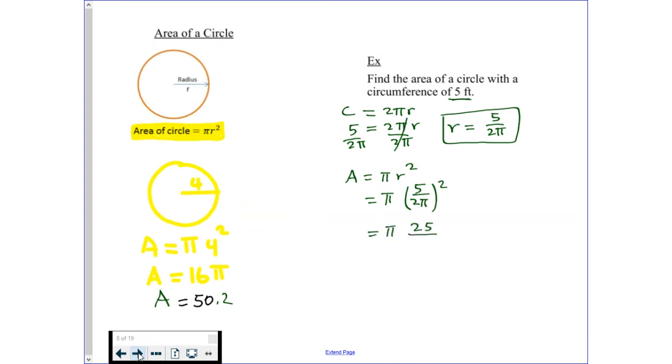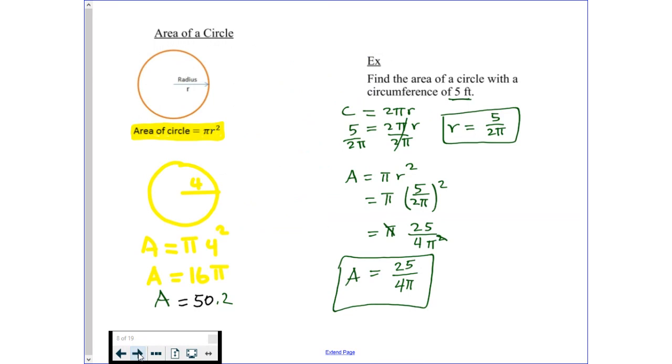2 squared is 4. 5 squared is 5 squared. So one pi would be cancelled out from the square. So I have 25 over 4 pi. So that's the area. If you have pi as 3.14, you just substitute 3.14 and you'll get the answer.